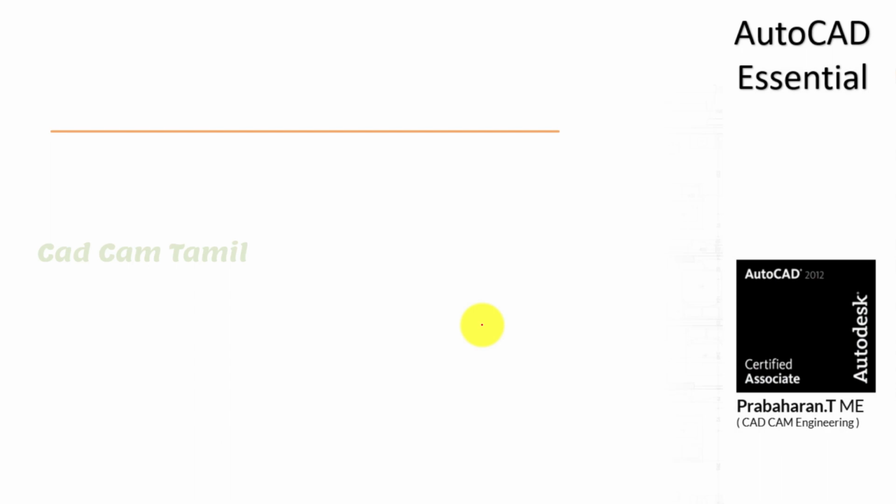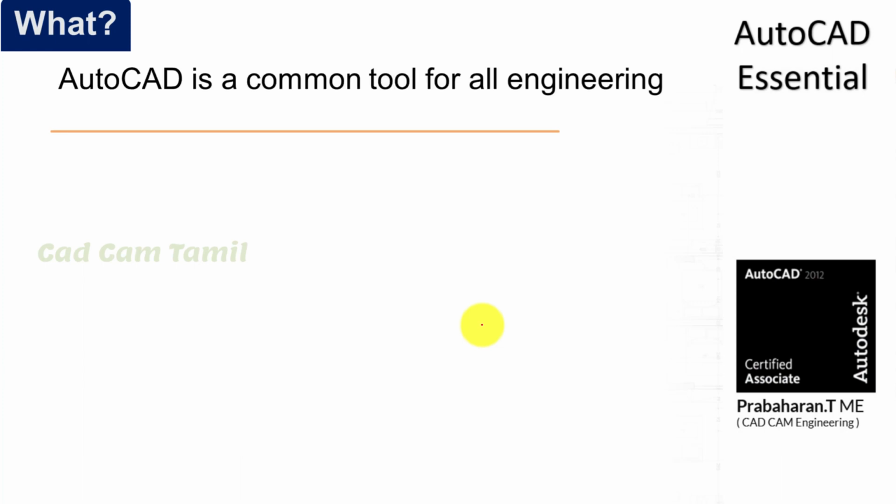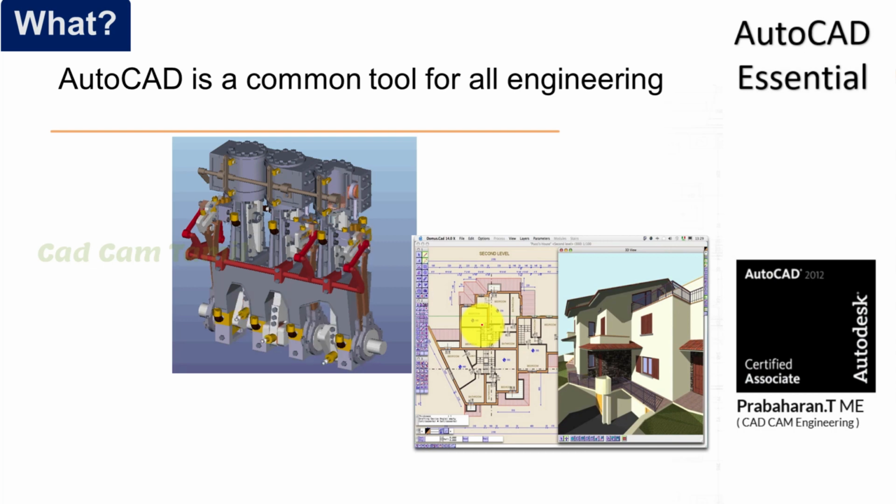Okay. Next step, what we are going to learn from AutoCAD, what it has, we are going to discuss now. So AutoCAD is a common tool for all engineering. For example, if you are a mechanical engineer or if you are a civil engineer, the same AutoCAD tool is used to produce a drawing.